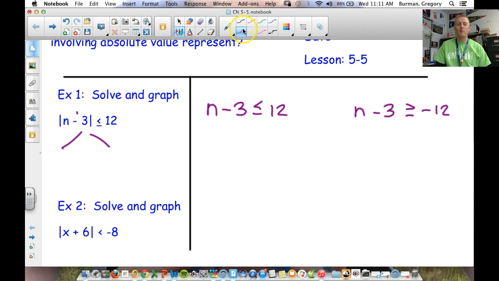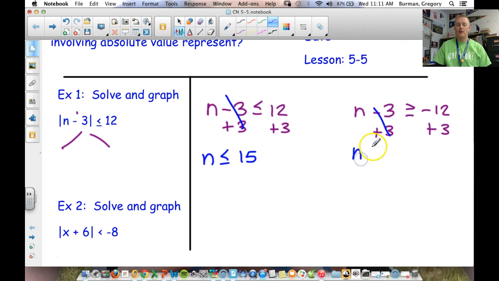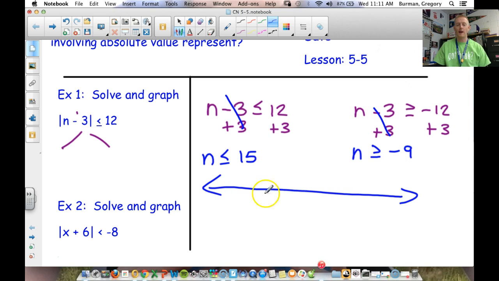So if we solve both of these, we're going to add 3 to all sides. Now we can do this all in one step like you can see me doing, and we're going to now have our answers where n is less than or equal to 15 and n is greater than or equal to negative 9. Now our job, like always, has been to graph these things.